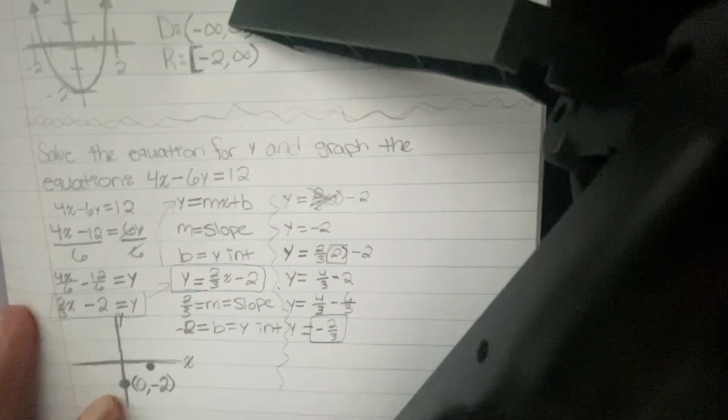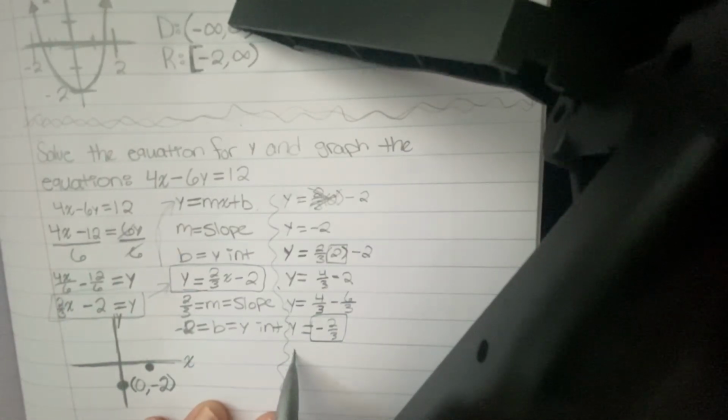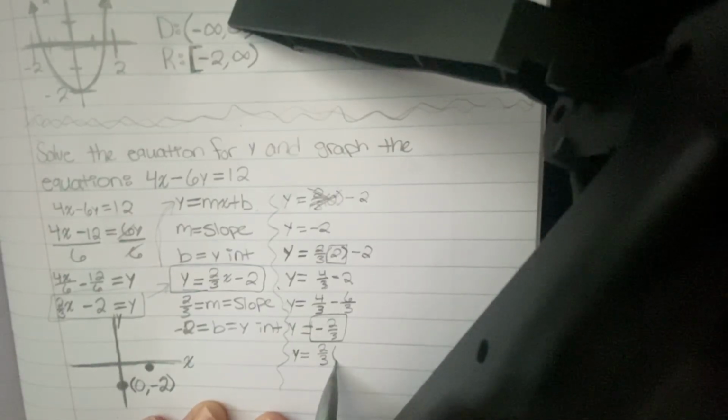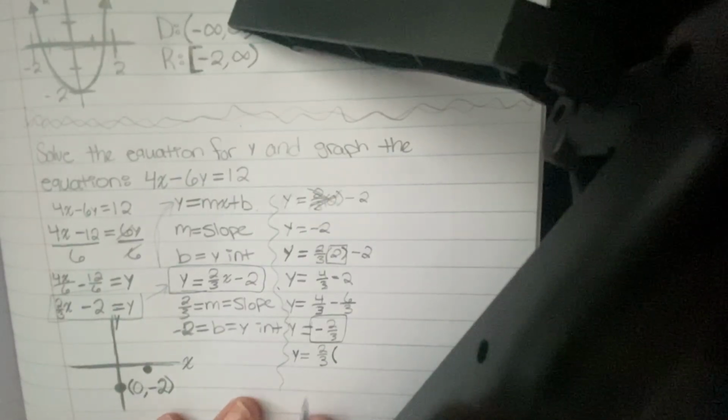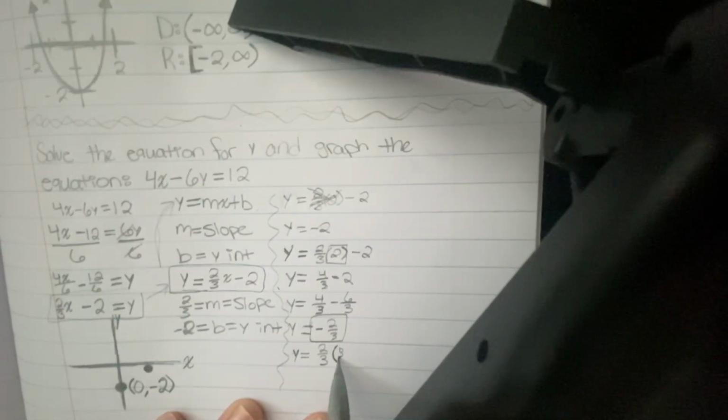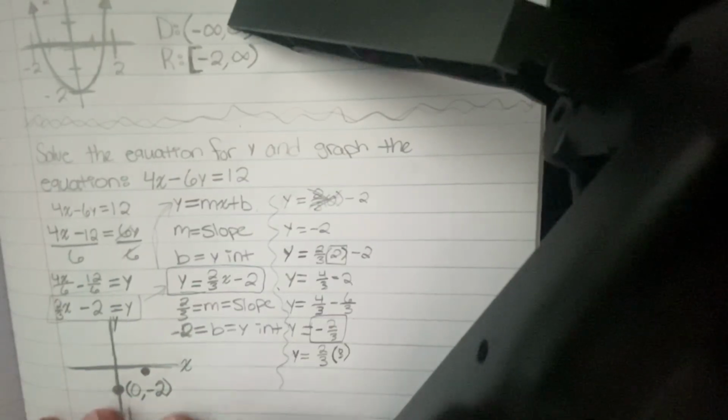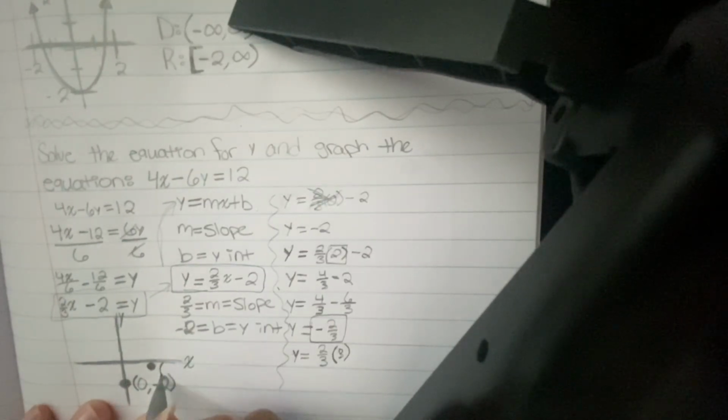And I'll even do one more. Let's see. y equals 2 thirds x minus 2. This time we're going to use 3, to keep it simple because I don't want to go off the graph. Oh, I did not write the coordinates right here. I apologize. That's (2, -2 thirds).